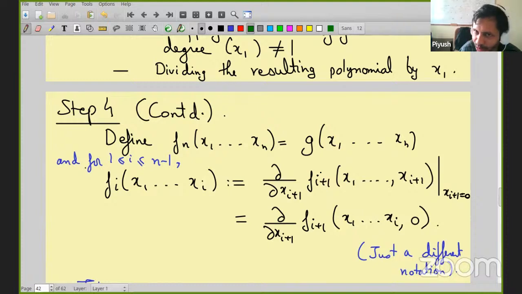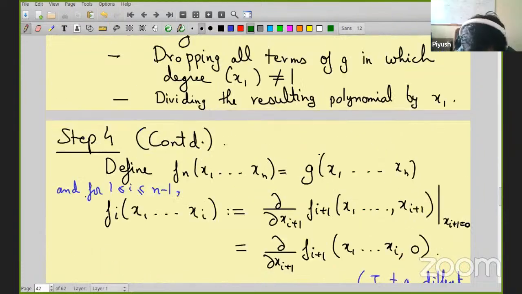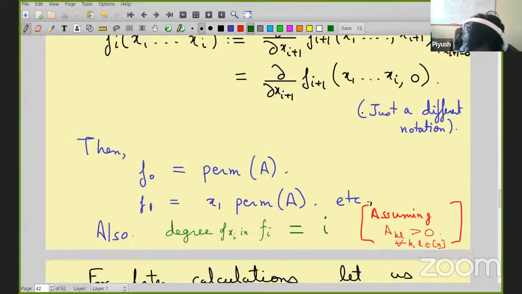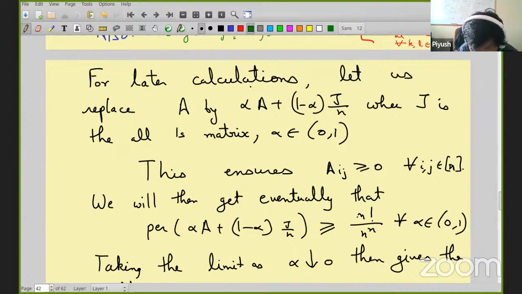Yeah, you can do the argument that way also, but I have not checked. Okay. Yeah, this way there's a nice thing that fi is only a polynomial in the xi. So you've completely forgotten about the following variables. Okay, so now the degree of xi in fi is equal to 1. So yeah, that's what we assume.